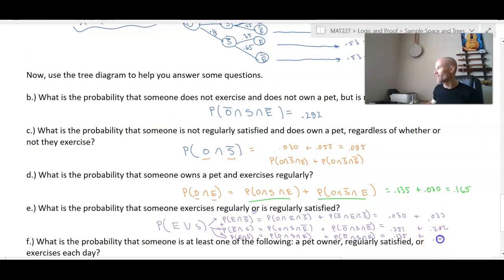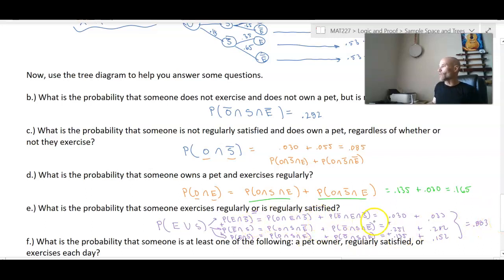You can see there's a lot of information that keeps scrolling up and down. So as we add these things together, I'll just say big equals over here, 0.03 plus 0.033 plus 0.251 plus 0.282 plus 0.135 plus 0.152, which is 0.883.